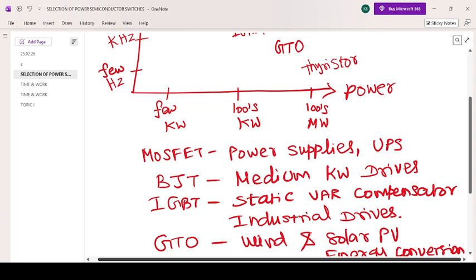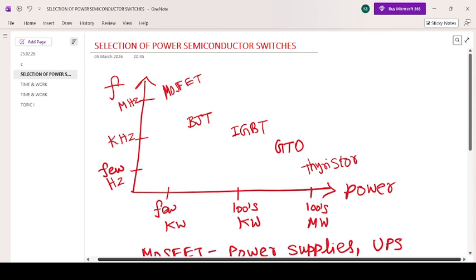I hope this video will be very useful when you choose power semiconductor devices for a particular application with respect to their power rating and frequency range. In the next video, let us see how these power semiconductor devices are suitable for a particular application with respect to their ideal characteristics.